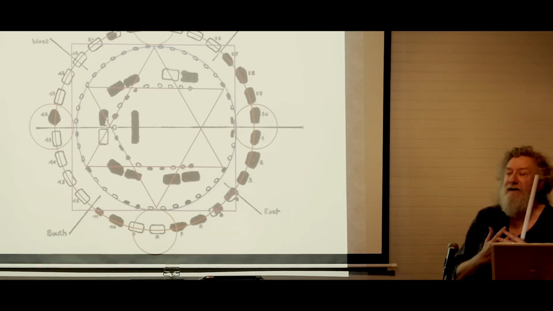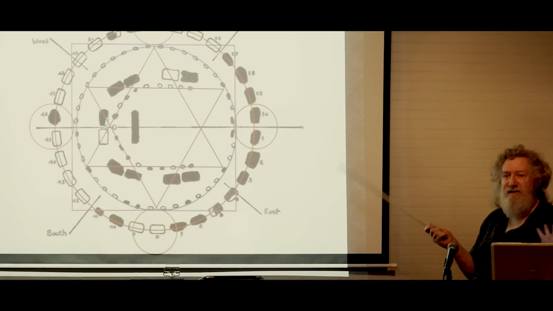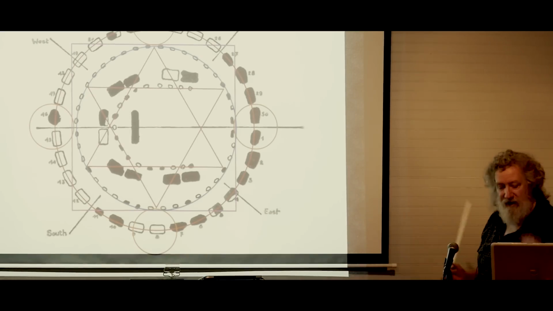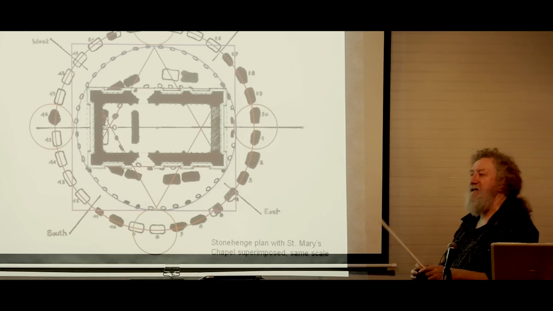So the squaring of the circle was reconciling these opposing tendencies symbolized by the square and the circle. And if you could do that, you would accomplish harmony. That was the idea. This is the perfect solution, almost perfect solution for the squaring of the circle, built into the ground plan of Stonehenge. And here at the same scale as St.